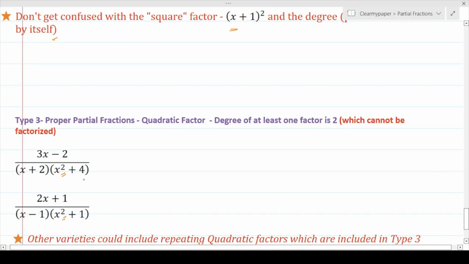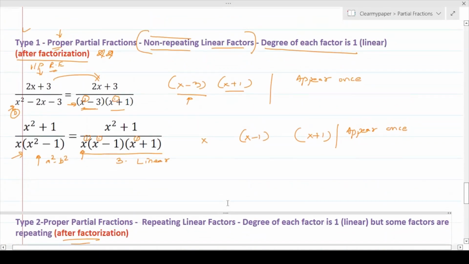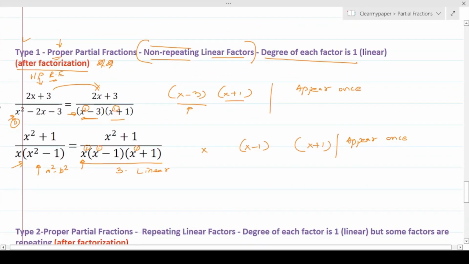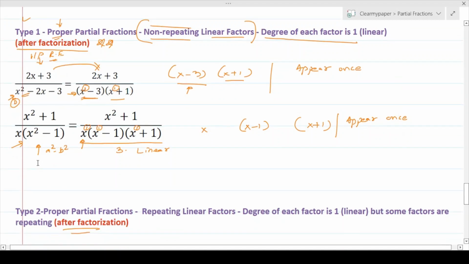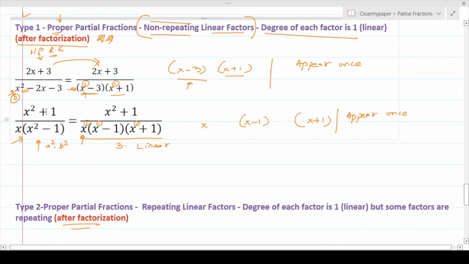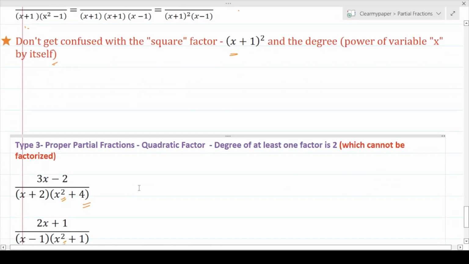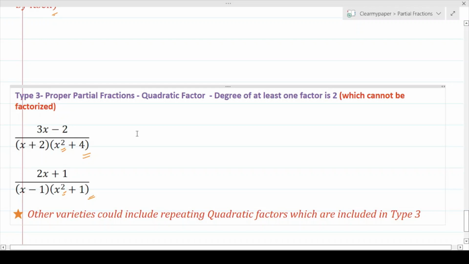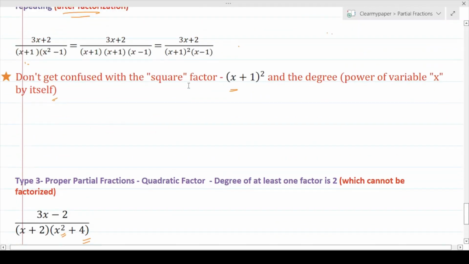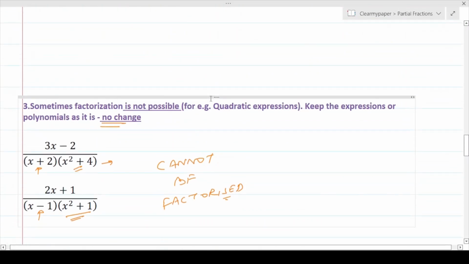If you see, both these expressions are quadratic in nature and cannot be factorized, which we have seen. Whereas in both type one and type two, you still did have a quadratic coming down in the denominator. All these examples still have a quadratic, but those quadratics can be factorized into simpler linear factors and hence belong to a different type. Whereas over here, these quadratic expressions you cannot factorize, you have to leave them as they are. If you remember in the previous video, checkpoint three, where we discussed that sometimes factorization is not possible for quadratic expressions, in that case we just leave it as it is.